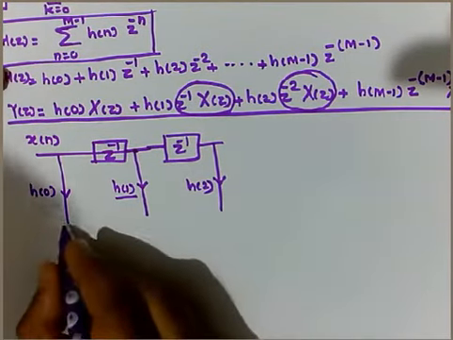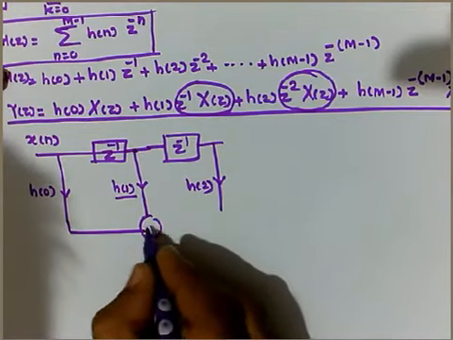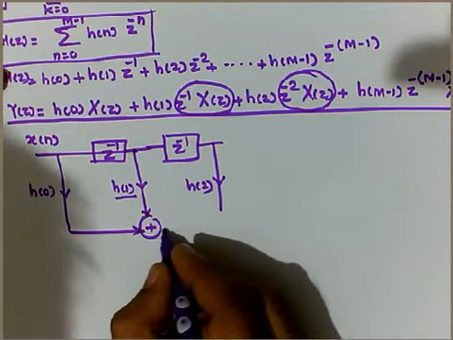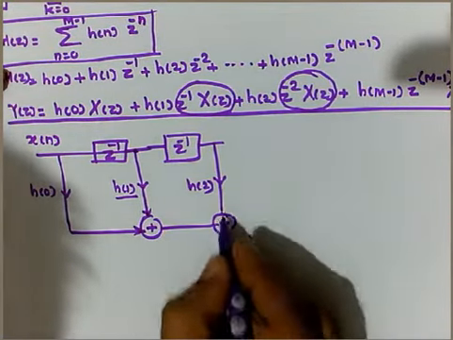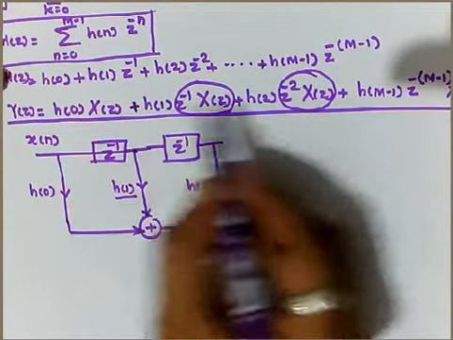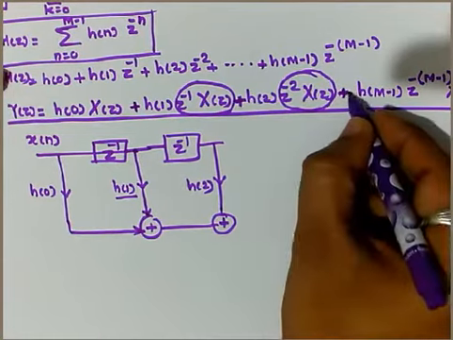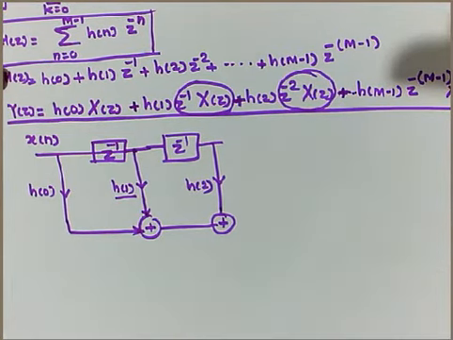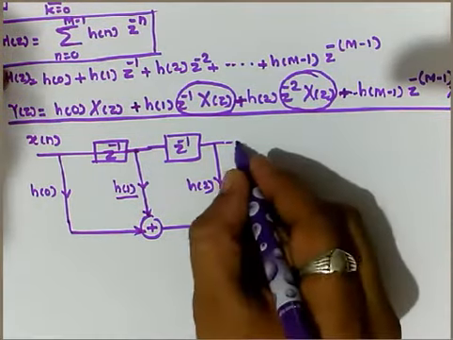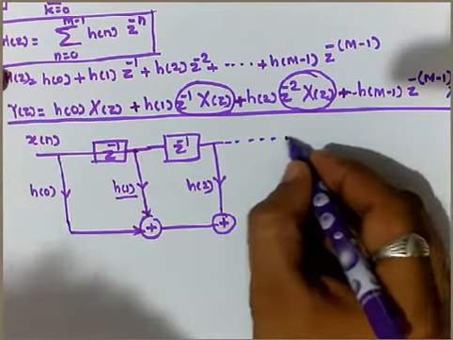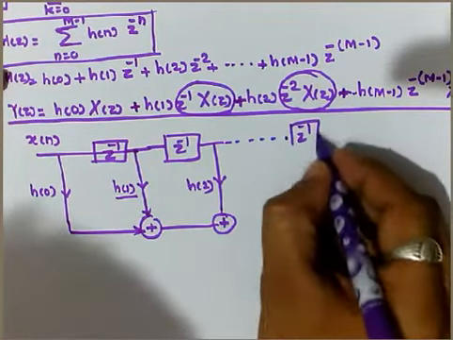Now all these products are added here, and here, and again here, because it is reflected by the plus sign. Everywhere it is plus, so it has to be summed up. This is how it has been drawn. Further it will be extended up to the final block, which is z raised to minus 1.